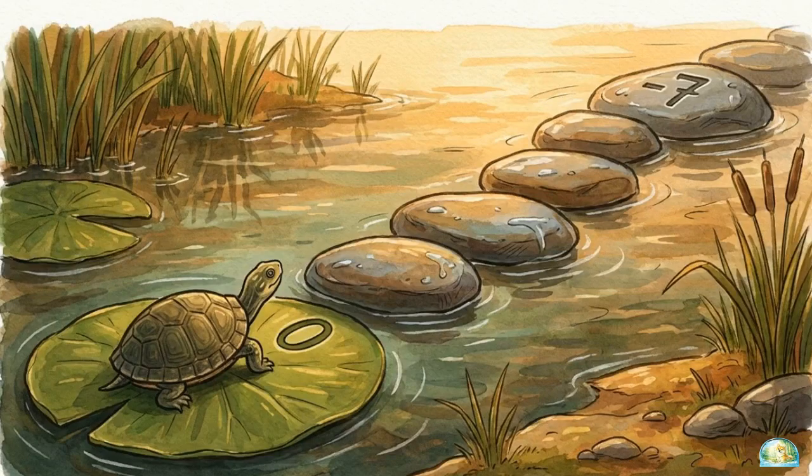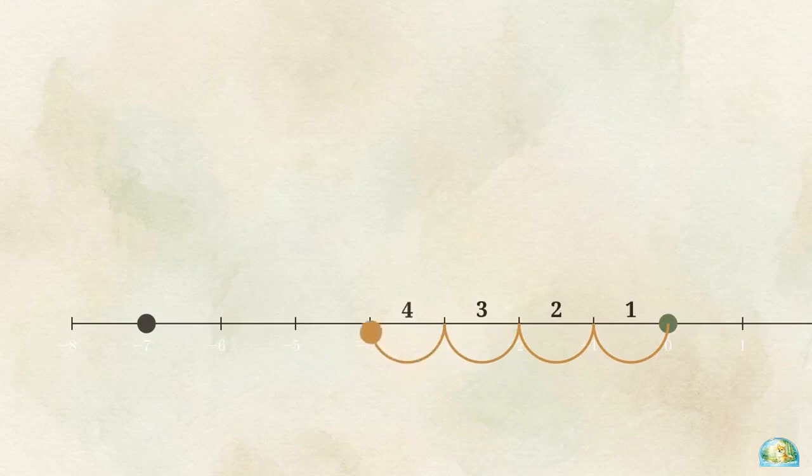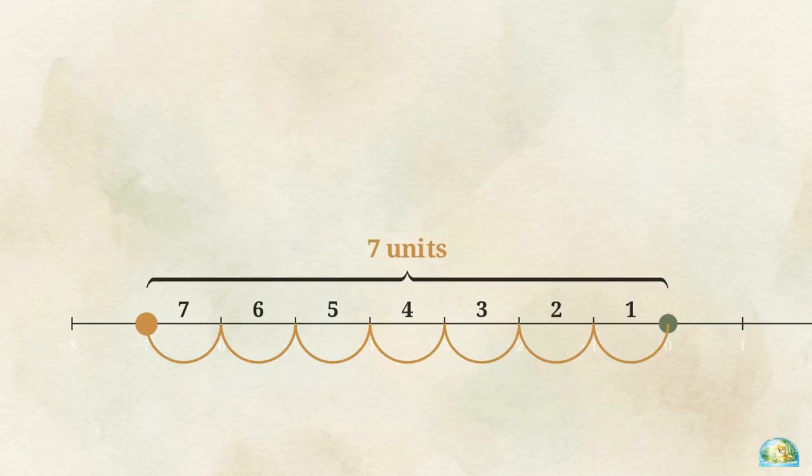If we want to evaluate the expression, the absolute value of -7, we have to see what that represents in physical space. Absolute value measures the exact physical distance from 0. To find the coordinate -7, we count the increments as the turtle moves from the 0 marker lily pad out to the stone. Because we are measuring a physical step count, it is impossible to travel a negative distance. The total length of this path is exactly 7 units.